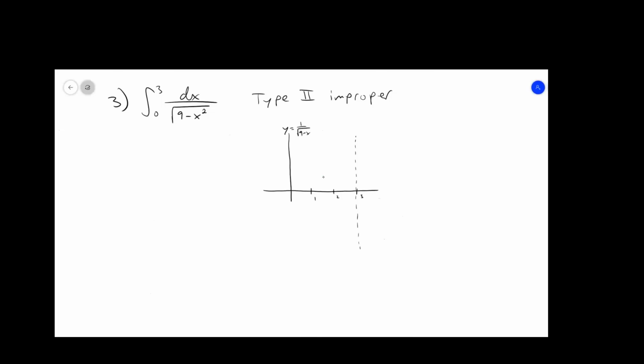9 minus x squared. If you plug in 0, you get 3. That's 3 up there. I'll call that 3 right there. And then as you get closer to the number 3, the function is just going to go up and up and up. So basically, you can see this kind of thing.